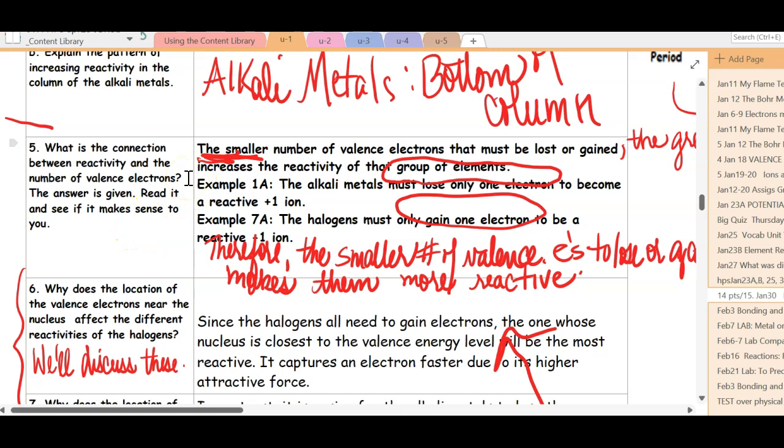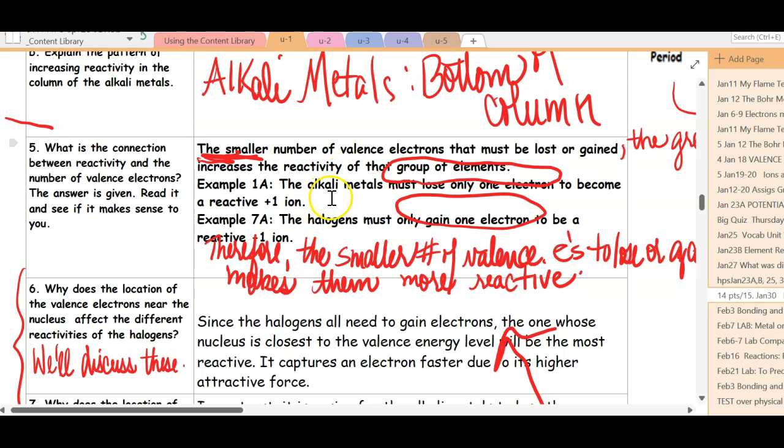Well, in both cases, the alkali metals and the halogens, there's only one electron involved. The alkali metals want to get rid of one electron, and the halogens want to gain one. So that explains why they would be the more reactive groups of elements in contrast to others that have to have 2 electrons lost or 3 electrons lost, or in contrast to those who have to gain 2 electrons, who have to gain 3 electrons.